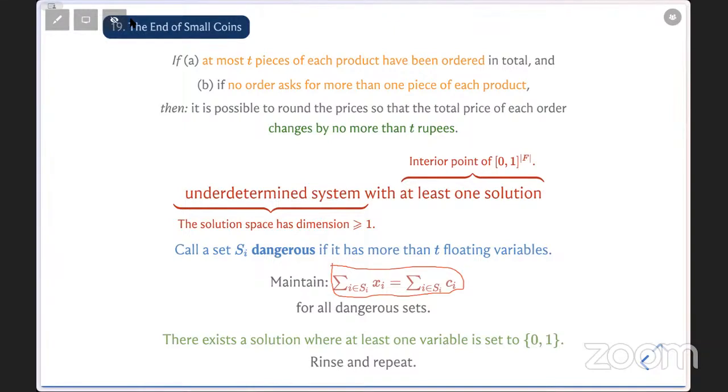Every product still appears in at most T of them. Therefore, the number of unknowns is still bigger than the number of constraints. Therefore, it's still an undetermined system with at least one solution. And therefore, I can again migrate my solution to a point that fixes some more floating variables. And I keep doing this iteratively.